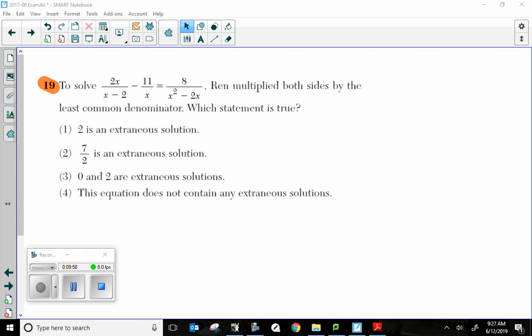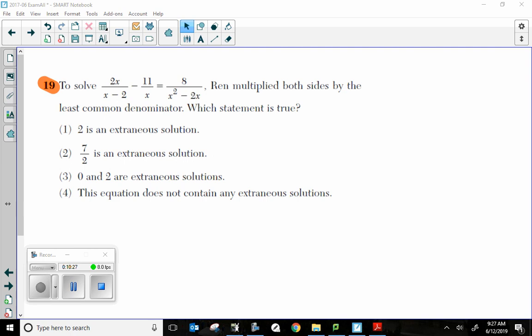To solve 2x over x minus 2 minus 11 over x equals 8 over x squared minus 2x, Ren multiplied both sides by the least common denominator. Which statement is true? All these statements talk about an extraneous solution. 2 is an extraneous solution. 7 over 2 is an extraneous solution. 0 and 2 are both extraneous solutions. Or this equation does not have any extraneous solutions.